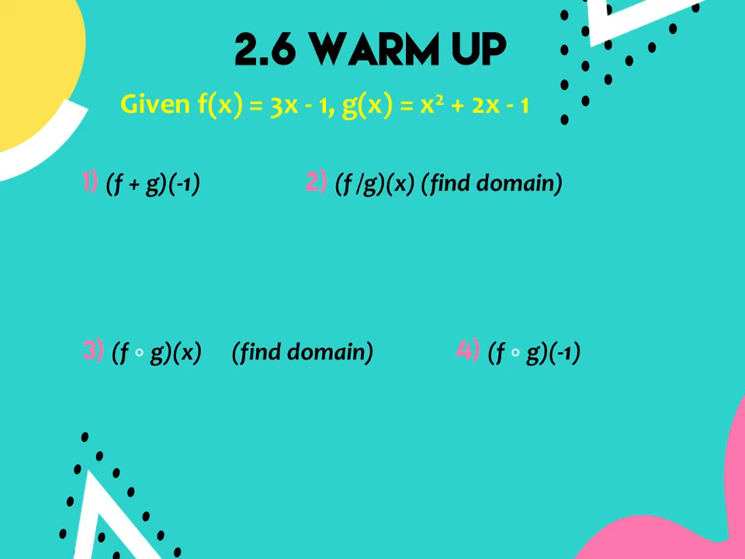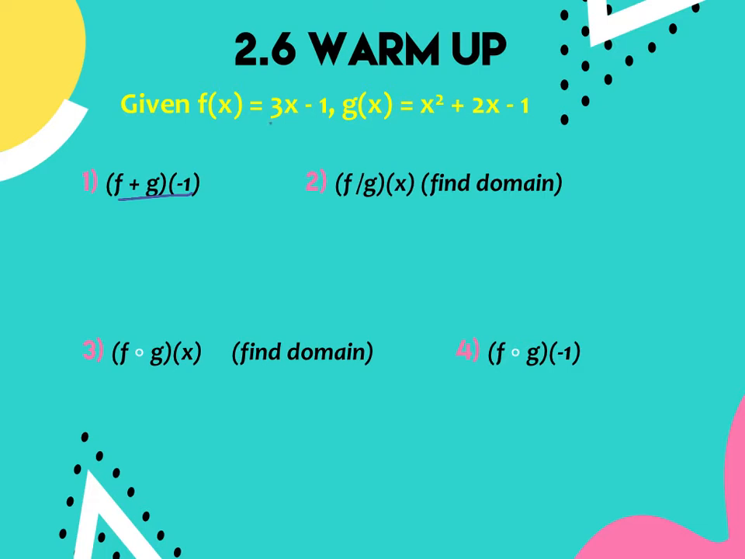All right, so this is 2.6, which was the combining functions, right? Like adding, subtracting, multiplying, dividing, and then the composite functions. So at the top, you're given f of x is 3x minus 1, and g of x is x squared plus 2x minus 1. So if I have f plus g of negative 1, this time I didn't say f plus g of x and then f plus g of negative 1. So remember, you have those two choices.